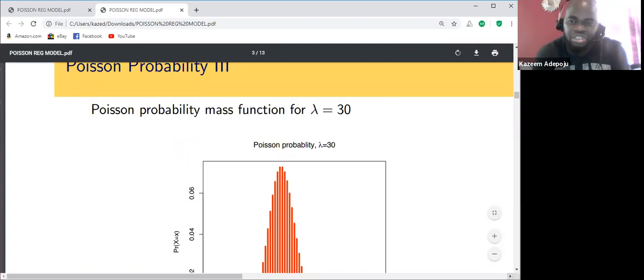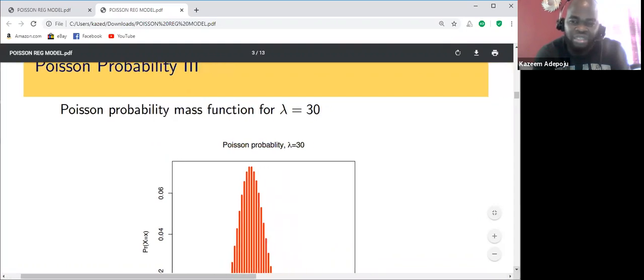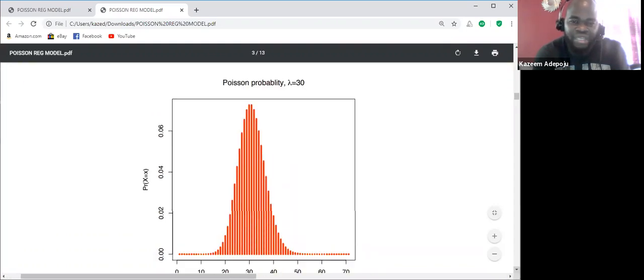Okay, it means you are working with a large sample size. So what I'm trying to show you right here are different values of lambda, a different value of the rate parameter. Of course, if you want to determine the probability of the occurrence of an event, it's going to be different.